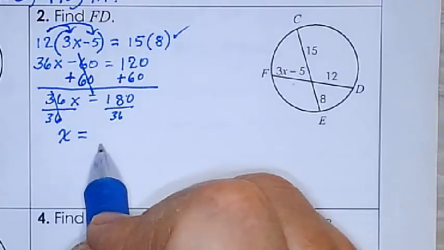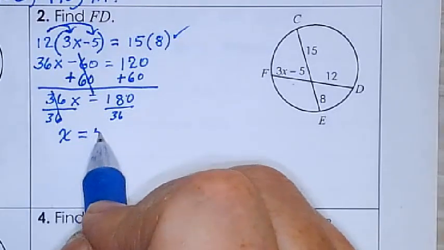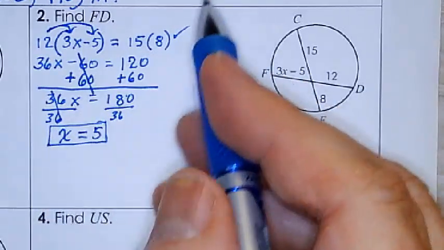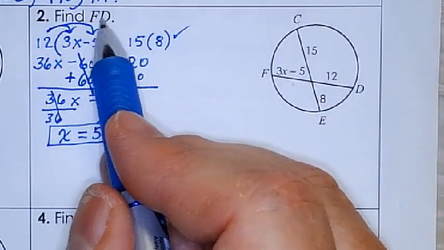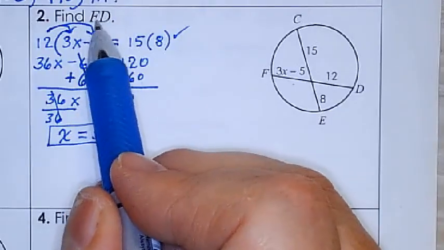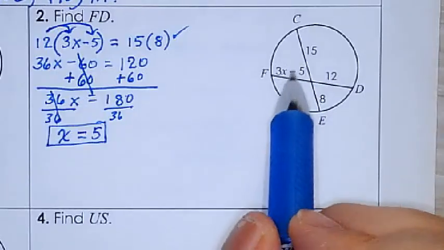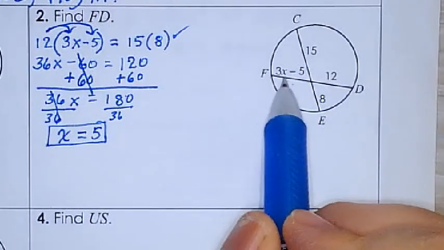now I want to put a box around it and say I'm done, yay, but if you read carefully it says FD. Nothing above the FD, so it's the distance from F to D. Now here's the second part. The distance from F to D is the segment addition postulate. You add this segment plus this segment and you'll find FD.